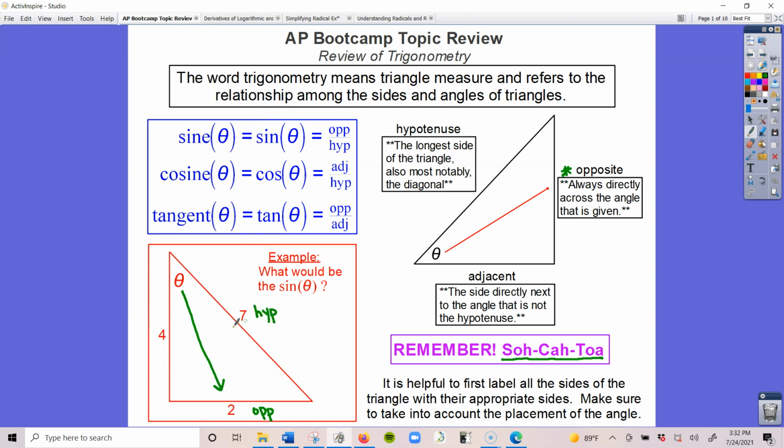And notice how it's the diagonal of this triangle. And then 4 is the side that is next to the angle, so this is the adjacent side. So sine of theta, which is the symbol we're using for the angles, is going to equal the opposite, which is 2, over the hypotenuse, which is 7. So that is the sine of the angle.